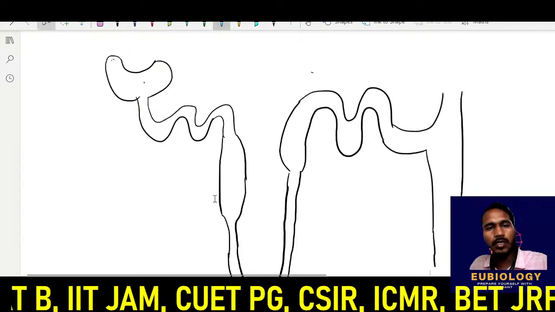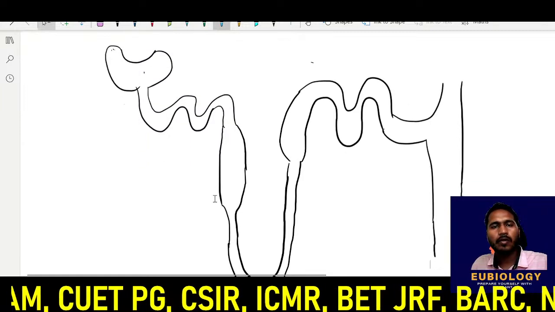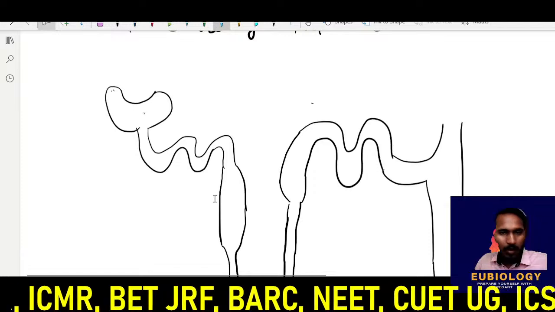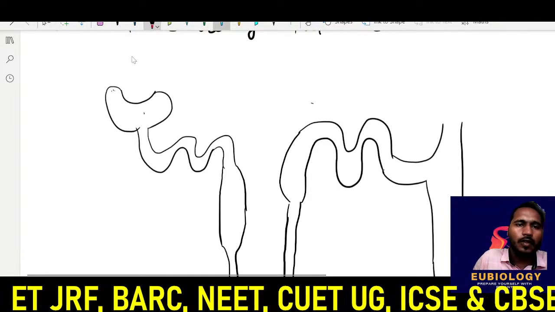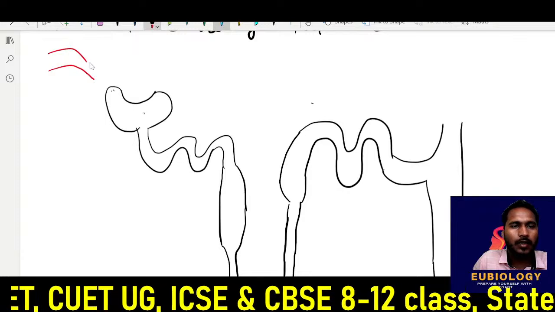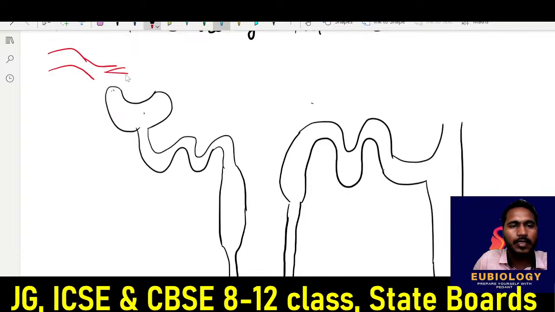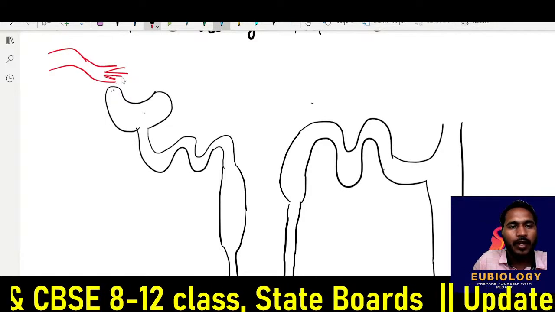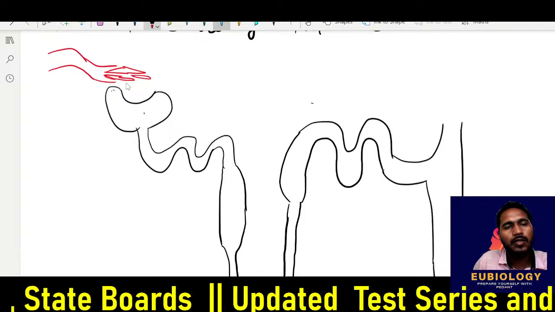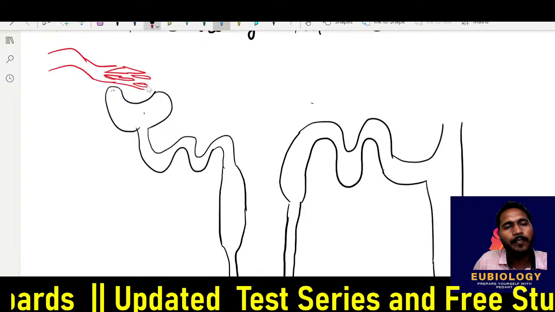Now I will tell you the most important topic in this only, so don't leave this class. This is the typical nephron which you already studied in your 9th and 10th class, and this is the afferent arteriole. Suppose this is the afferent arteriole, it will be divided into so many capillaries, and these capillaries will be very narrow to increase the blood pressure. So these are the capillaries.